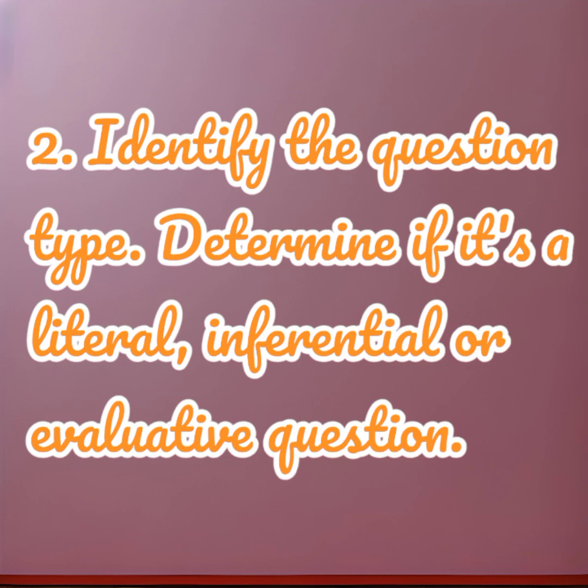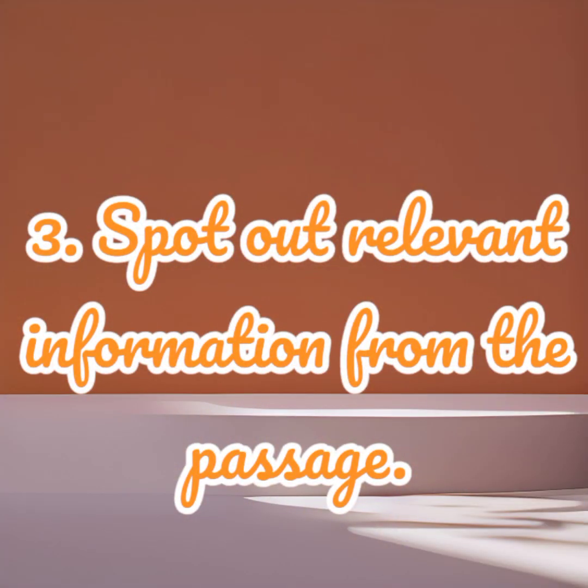Now, the next thing, when you're able to identify the question, it will enable you know how to approach that passage. Then the third one is spot out relevant information. Find the specific part of the passage that relates to the question. You can do this by using a pencil to underline that part of the passage that relates to the question.